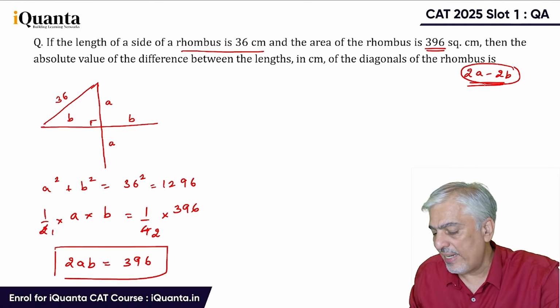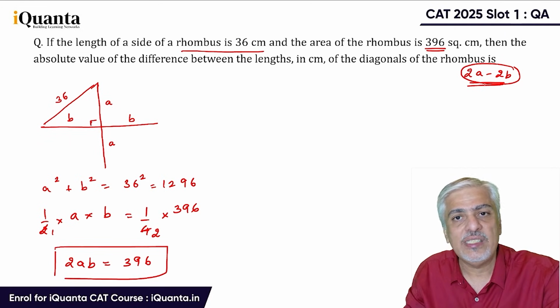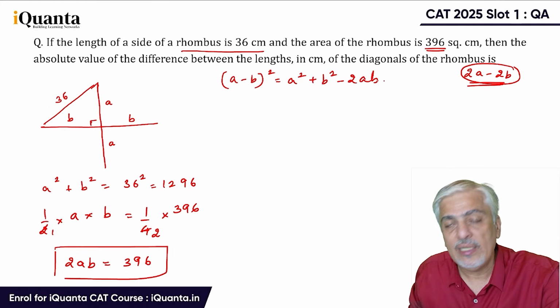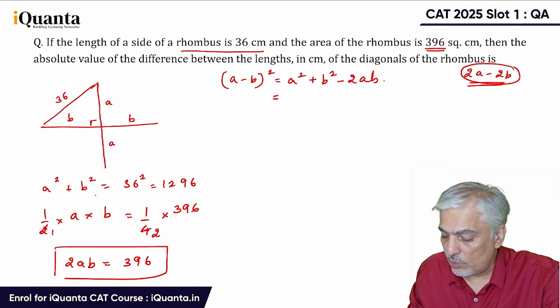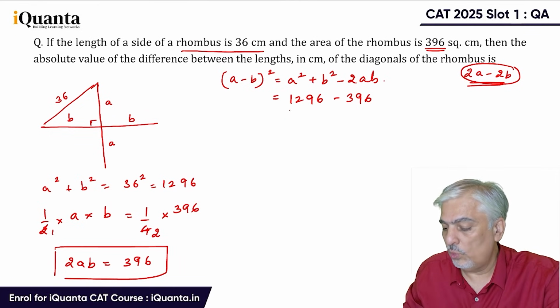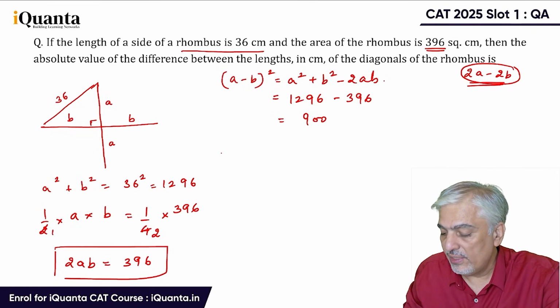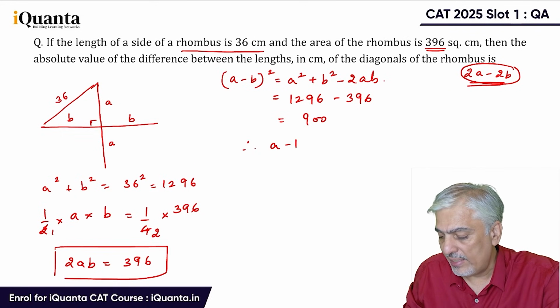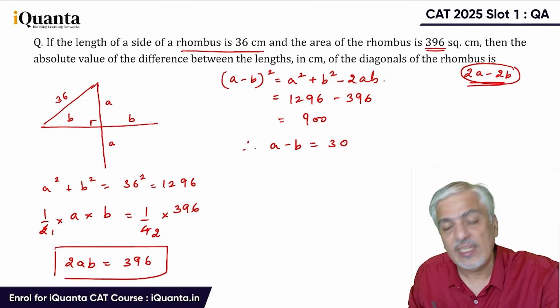I hope you realize why I found 2ab. Because what do I want to find? I want to first find a minus b, then I'll obviously double it up. Now, what is the formula for a minus b the whole square? A minus b the whole square is nothing but a square plus b square minus 2ab. Now, a square plus b square is 1296 minus 396, which will come out to be 900. So we've got a minus b the whole square is 900. Therefore, a minus b will become 30.